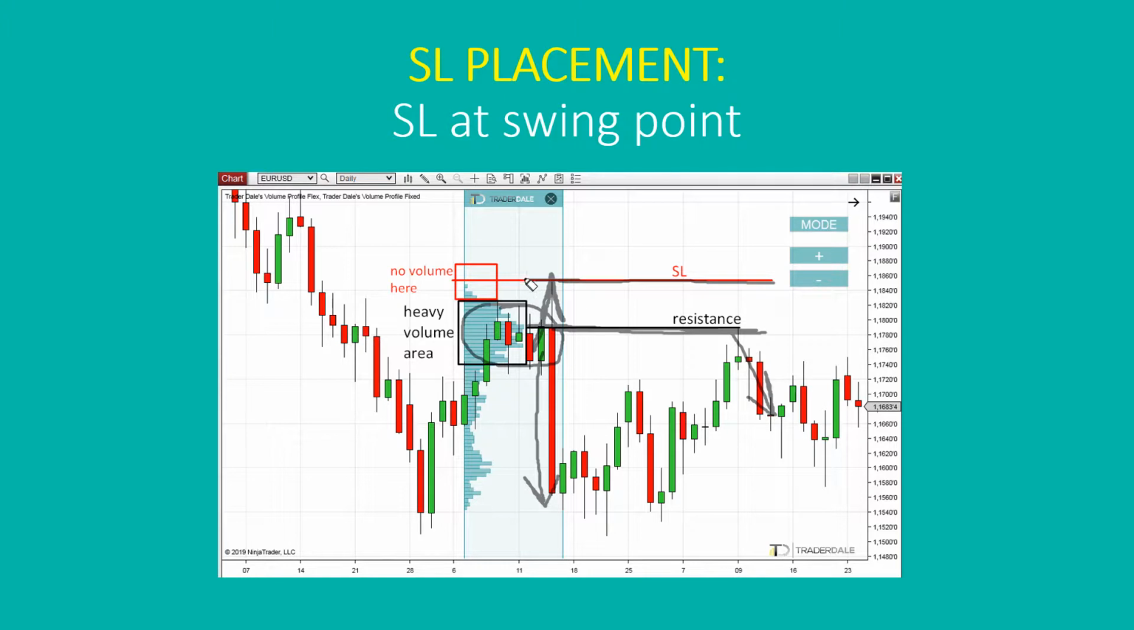So this is where you place your stop loss, all right? This is a no volume area, volumes ended there, and you place your stop loss there. Alright, so this is the first way where you can place your stop loss. This is by far the most used way, where I personally place stop loss.